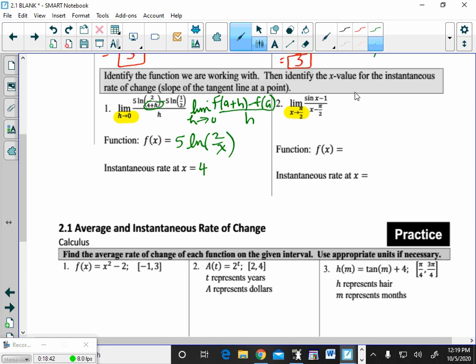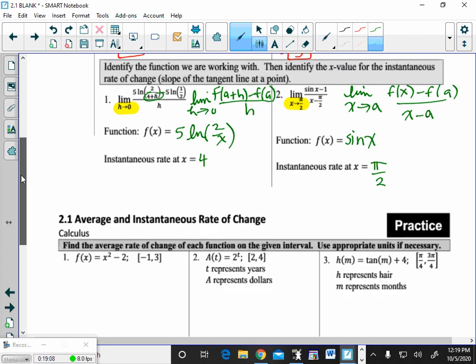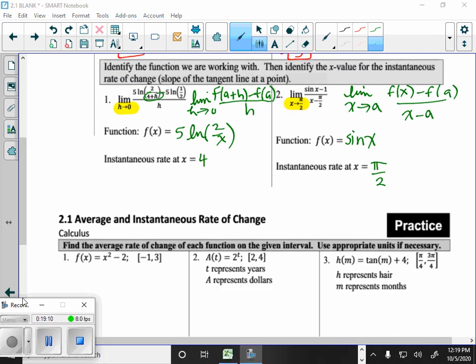Let's try one more here. This definition is x approaches a, so our x value is pi over 2. And this is f of x minus f of a all over x minus a. And what do you notice? Our function is right there in front of us. Here's f of x, here's f of x. So this is the sine of x. So that concludes this topic video.